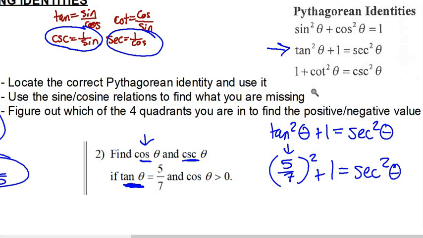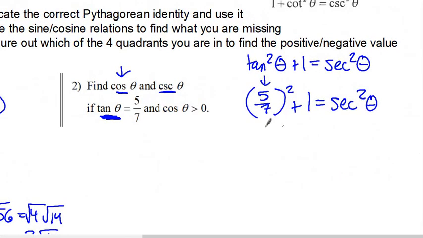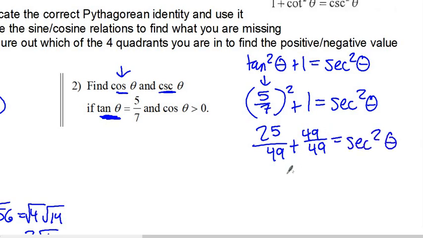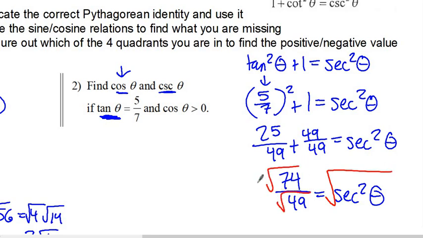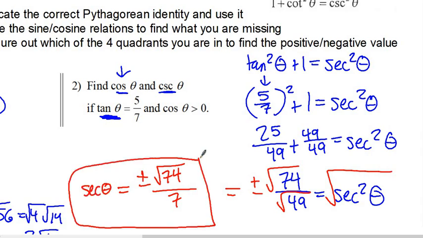So 5 over 7 squared is going to be 25 over 49. And then I'm going to change 1 into 49 over 49 because we need a common denominator. Okay, 25 plus 49 is 74 over 49. That's equal to sec squared. And to solve that, we just need to square root, plus or minus. So that's going to be plus or minus. There are no perfect squares that go into 74, but square root of 49 is 7. So this is what secant equals right here. Secant is either of those two.